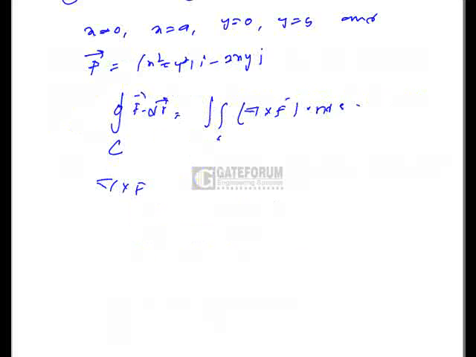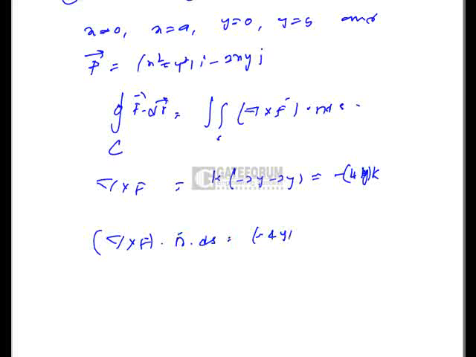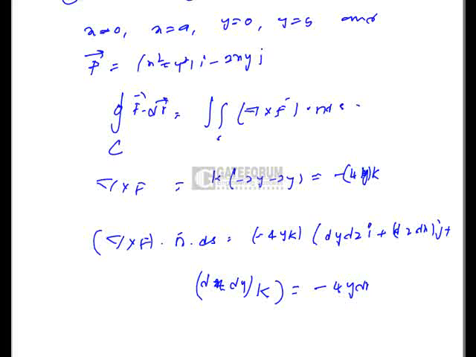Now del cross f, if I calculate, it will be k times minus 2y, which equals minus 4k y or 4y k. Now del cross f dot n into ds is nothing but minus 4yk into dy dz times i plus dz dx times j plus dx dy times k, and if I simplify, it will be minus 4y times dx dy.